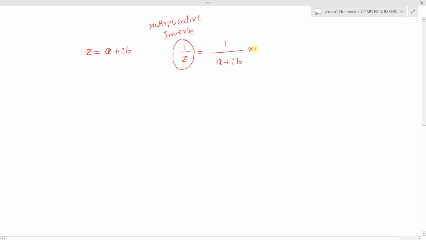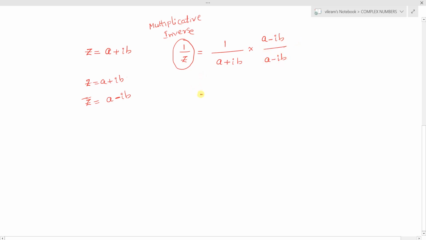Now rationalize the complex number with its conjugate. Z equals a plus ib is the complex number. Its conjugate is obtained by simply changing the sign of the imaginary part, so it is a minus ib. Now rationalize with a minus ib by a minus ib.